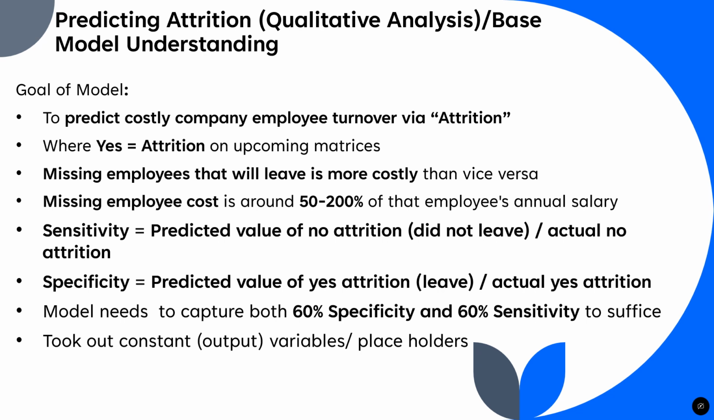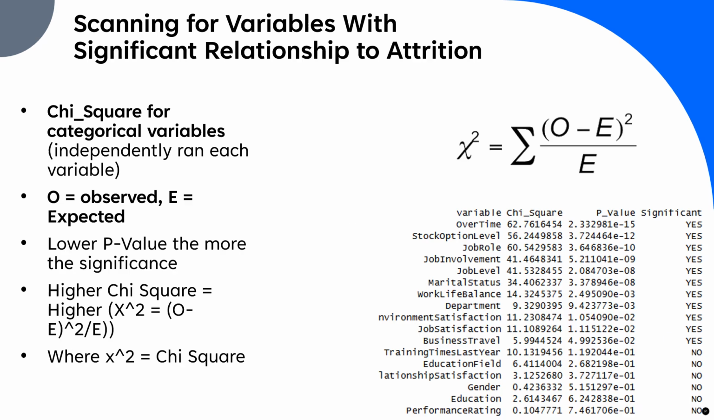So we're going to be looking at two main variables to validate the models. Sensitivity would be the predicted value of no attrition, meaning they did not leave, divided by the actual no attrition. Specificity would be the predicted value of yes attrition, meaning they did leave, divided by the actual yes attrition.